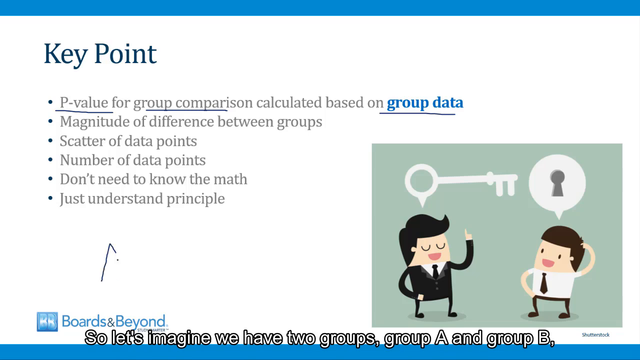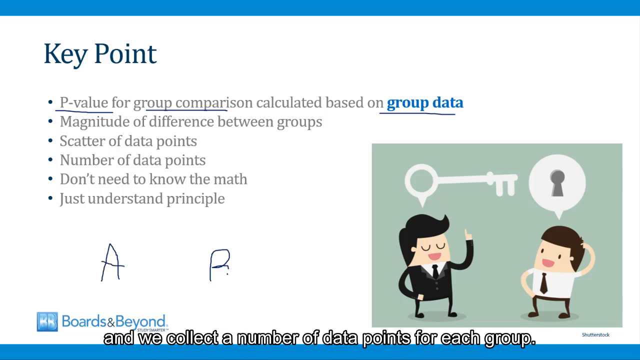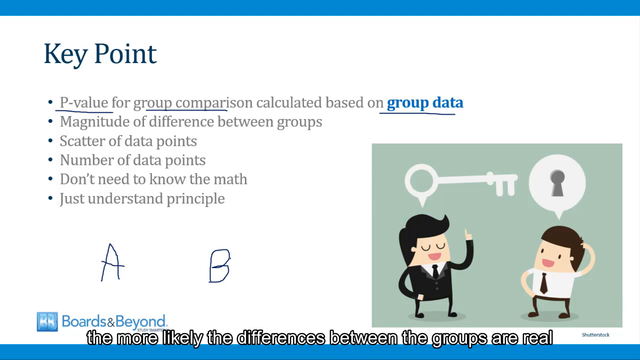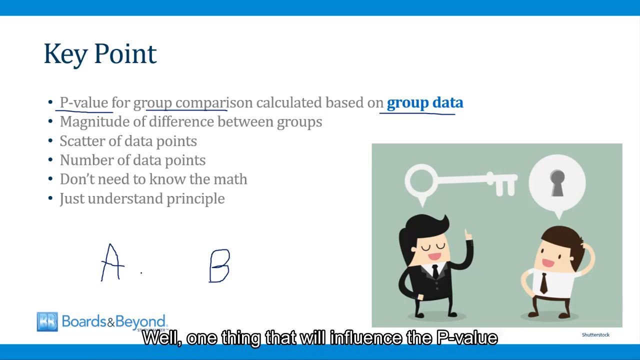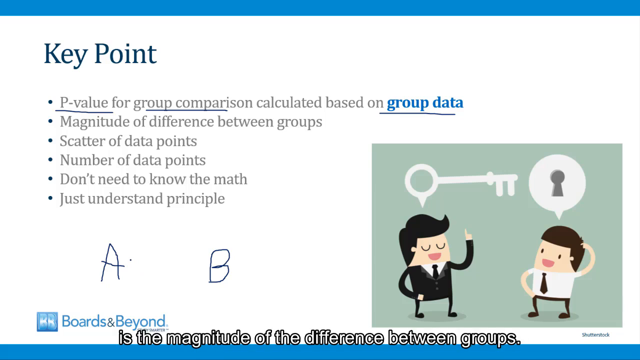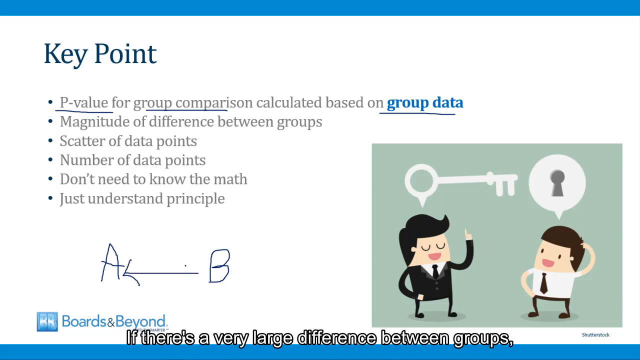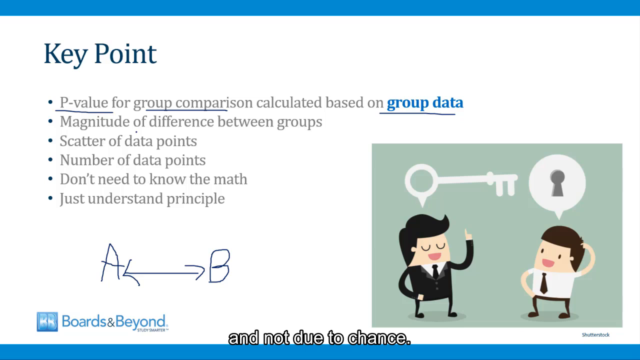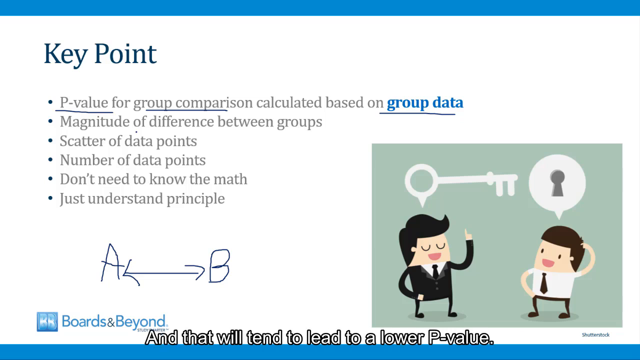So let's imagine we have two groups, Group A and Group B, and we collect a number of data points for each group. And we want to compare the two groups to decide whether or not the differences between groups are real. Remember, the lower the p-value, the more likely the differences between the groups are real and not due to chance. Well, one thing that will influence the p-value is the magnitude of the difference between groups. If there's a very large difference between groups, that means that the differences are more likely to be real and not due to chance, and that will tend to lead to a lower p-value.